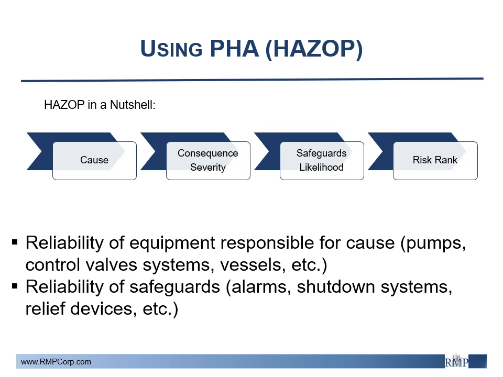HAZOP is semi-quantitative with our severity and likelihood in levels, so we can put that against a risk rank matrix. And for any high-risk scenarios, we know we're going to want to make sure our equipment is under inspection.